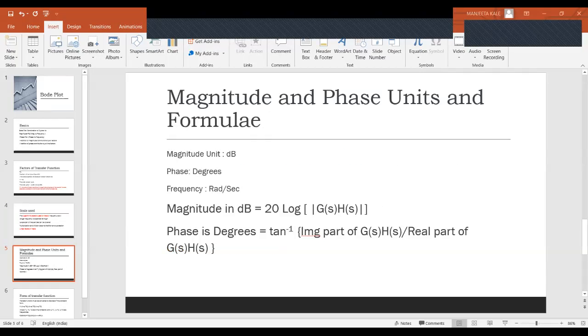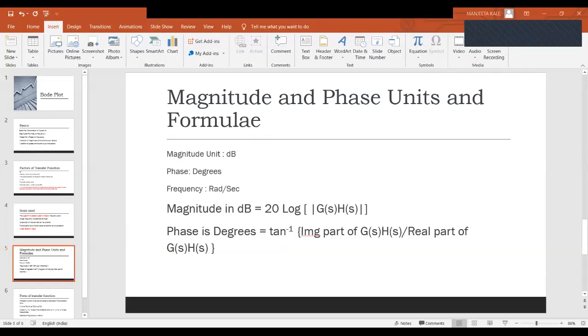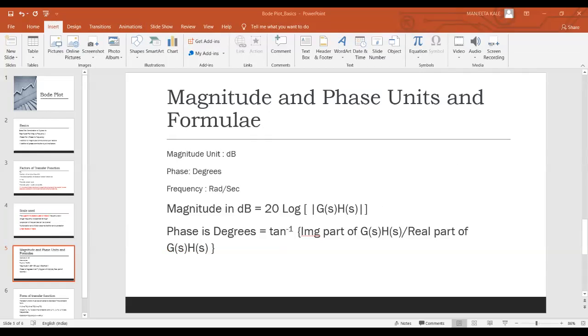Let me put the PPT back. Okay. So now we know that the Bode plot is a combination of magnitude plot as well as phase plot. For that, we need to know how to calculate magnitude for each factor of the transfer function and phase for each factor of the transfer function.